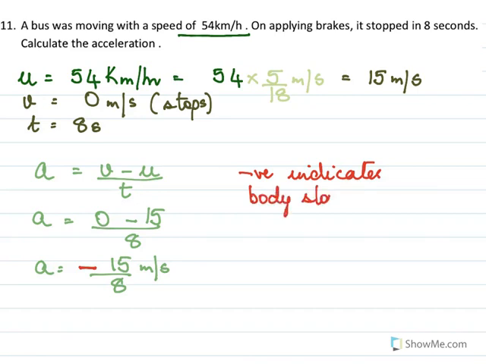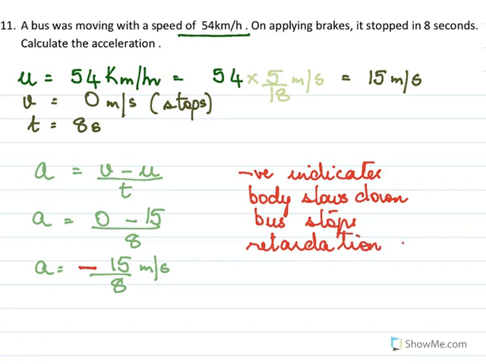Body slows down. So in this case the bus stops. So there is a retardation. There is a slowdown of speed. There is a retardation, hence the negative sign.